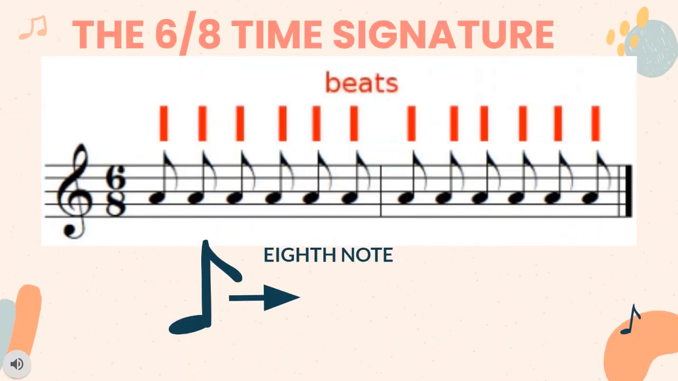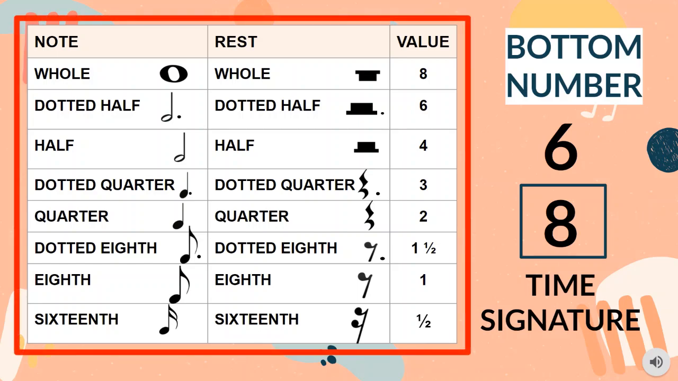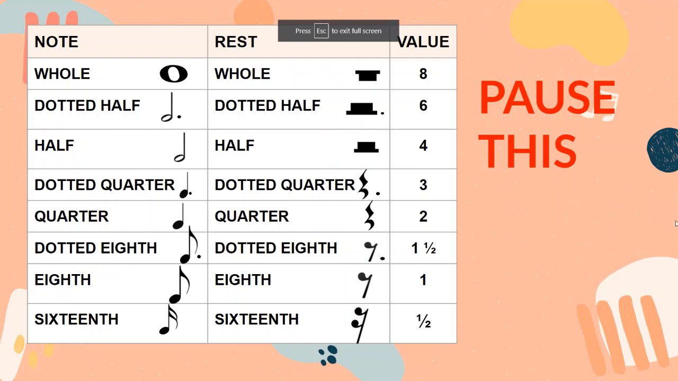This is the 6/8 time signature. The top number is 6, which means the total number of beats per measure is 6. The bottom number is 8, which means the note that will receive 1 beat is the eighth note. Since the bottom number of 6/8 time signature is 8, we are going to use this table of notes and rests in creating rhythmic patterns for 6/8 time signature. A rhythmic pattern is a combination of notes and rests within a measure with a given time signature. Pause this and copy it on your notes for your reference before we proceed to the next slide.